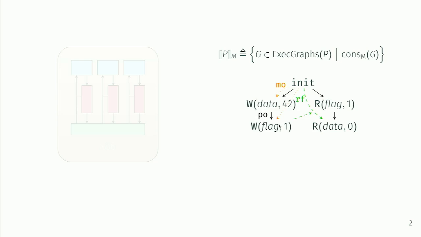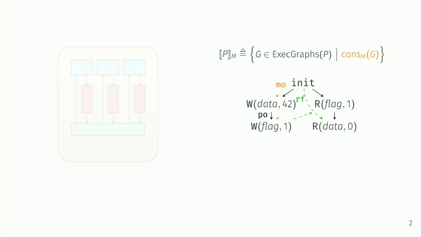So this is how these execution graphs look. What does it mean for a graph to be consistent? Well, each model basically restricts the shape of these graphs, restricts how they look, and it does this by defining some extra relations and, for example, demanding that certain combinations be cyclic or something like that.